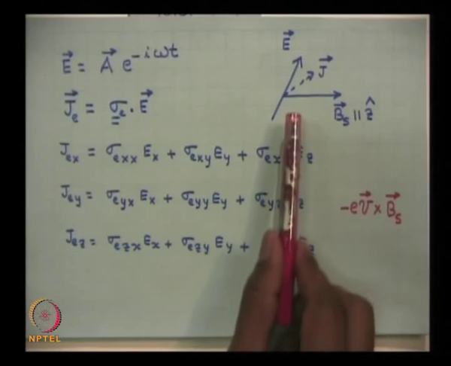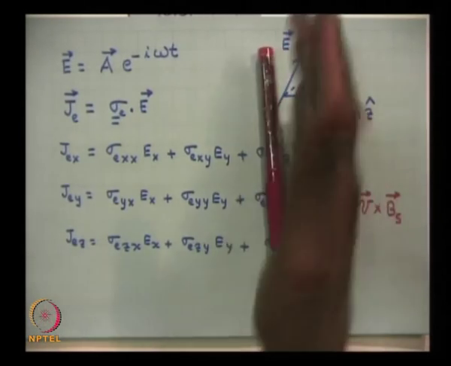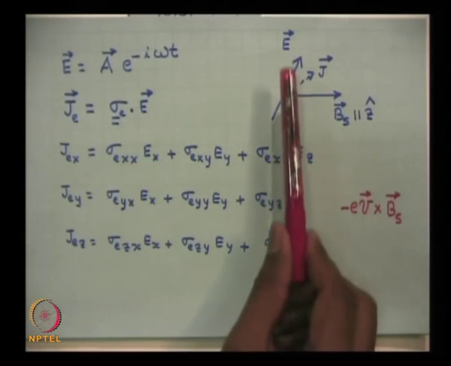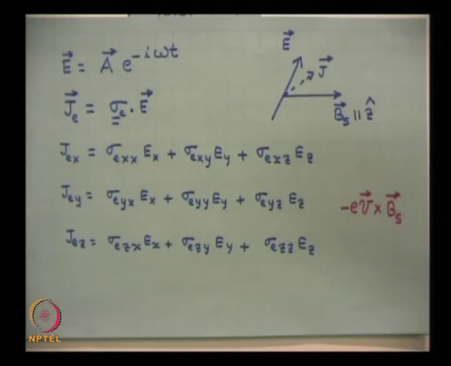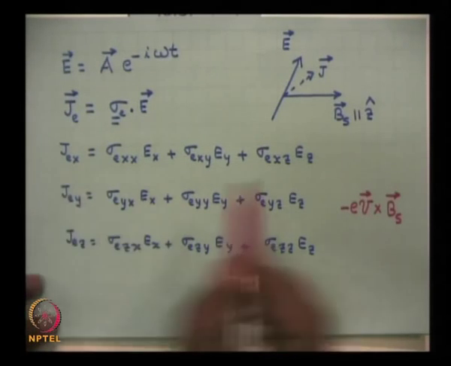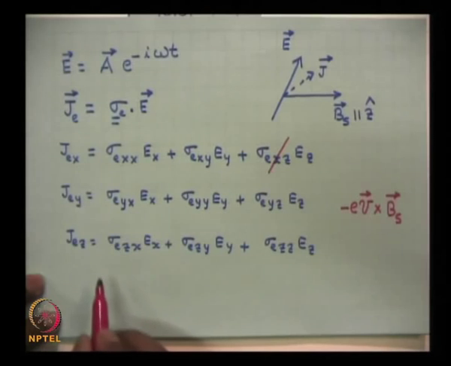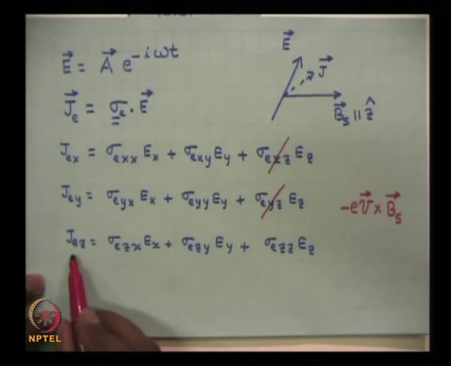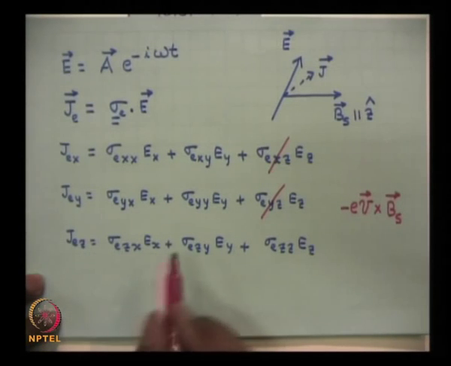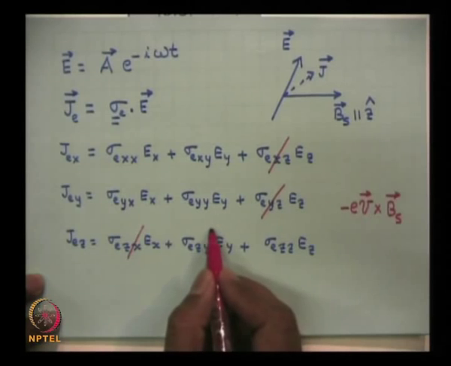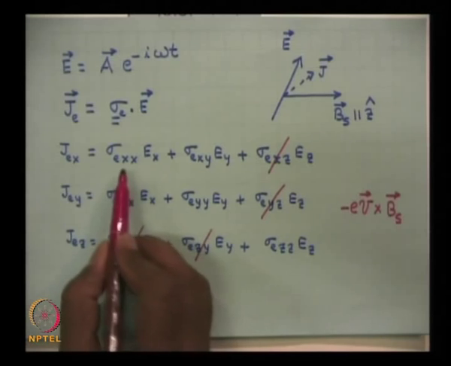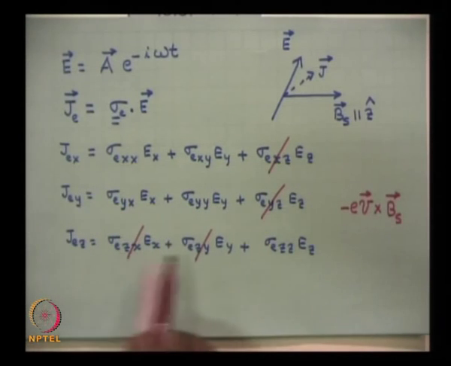And similarly, an electric field in the x, y plane, the perpendicular plane, will not produce a current in the z direction. Consequently, J_Ex should not depend on E_z, and hence this should vanish. J_Ey should also not depend on E_z, and hence this must vanish. And J_Ez should not depend on E_x and E_y, so these terms must vanish. Means out of the 9 coefficients, 4 are 0.